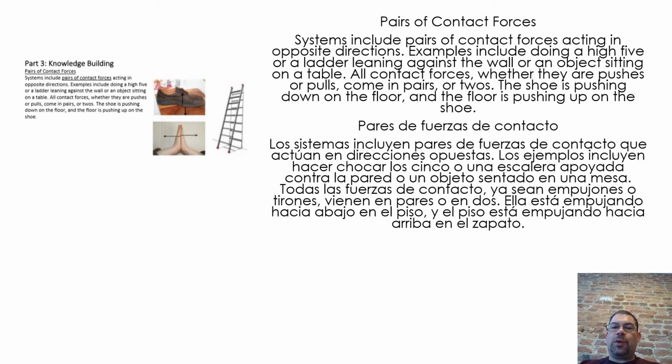Pairs of contact forces. Systems include pairs of contact forces acting in opposite directions. Examples include doing a high five, or a ladder leaning against the wall, or an object sitting on a table. All contact forces, whether they are pushes or pulls, come in pairs or twos. The shoe is pushing down on the floor, and the floor is pushing up on the shoe.